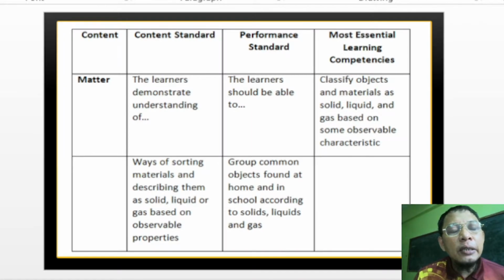So, for example, in the curriculum guide of K-12, DepEd K-12 in science, matter. Content standard: the learner demonstrates understanding of ways of sorting materials and describing them as solid, liquid, or gas based on observable properties. Performance standard: the learner should be able to group common objects found at home and school according to solid, liquid, and gas. And most essential learning: classify objects and materials as solid, liquid, and gas based on some observable characteristics. So thank you, and that is my part.